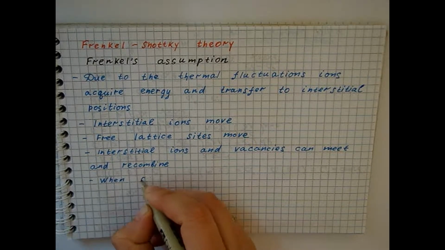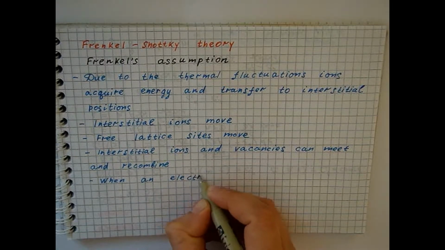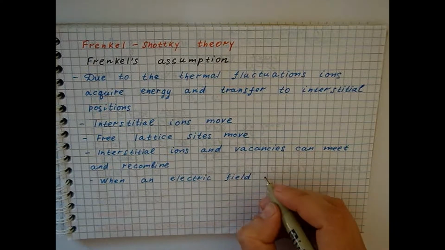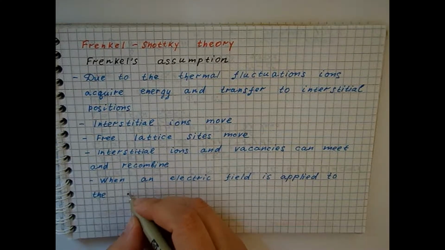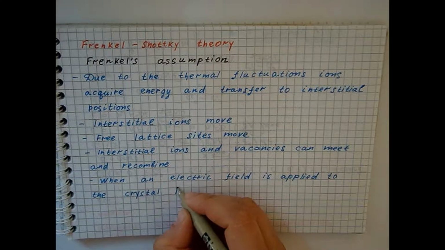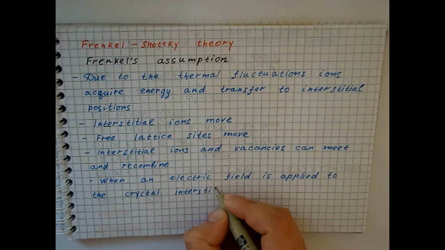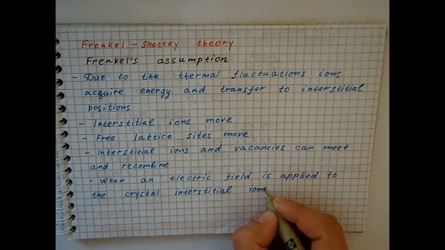When an electric field is applied to a crystal, interstitial ions more often jump in the direction of the field than in the opposite direction. That is, a current flows through the crystal.